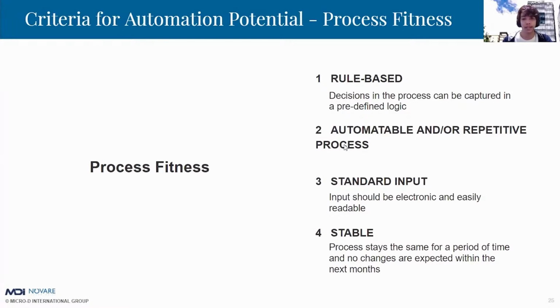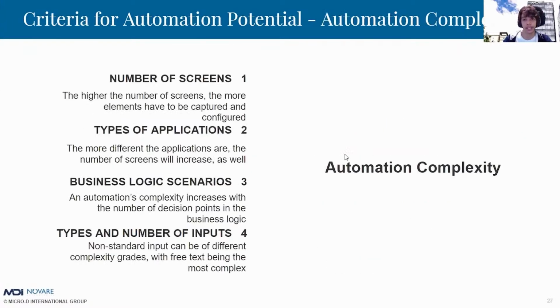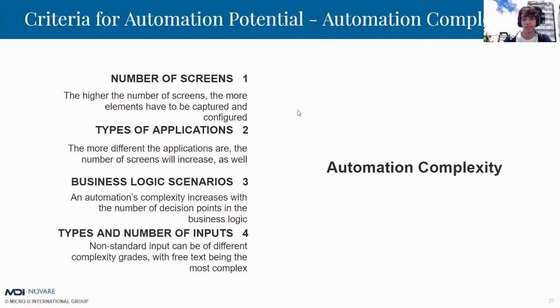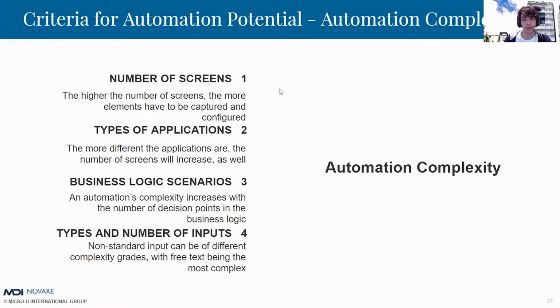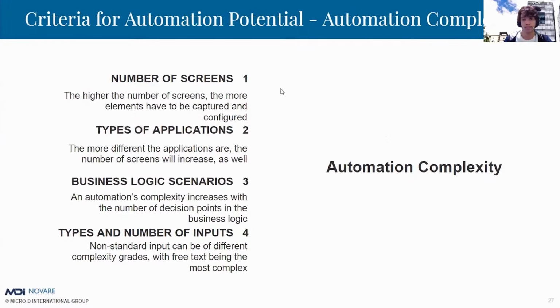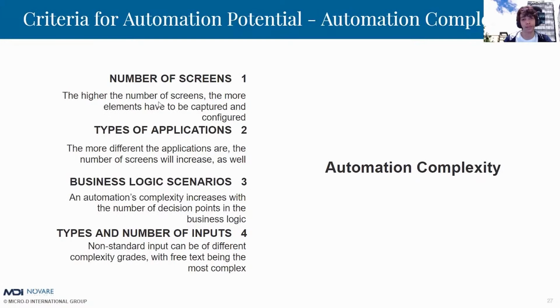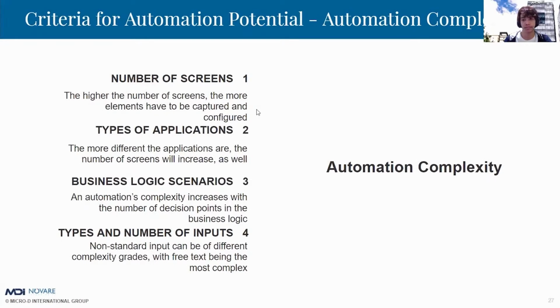So the next set of criteria is the automation complexity. We also have four criteria for automation complexity. The first one being the number of screens. So here, the more screens there are, the more elements have to be captured and configured.